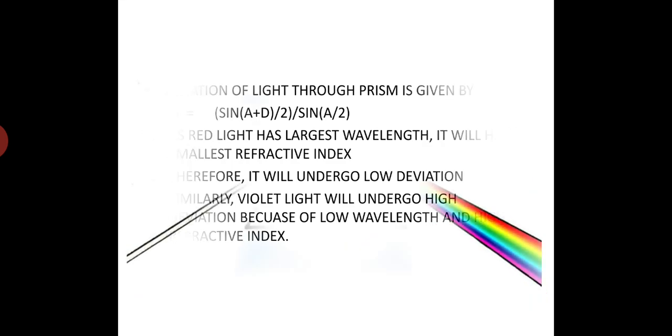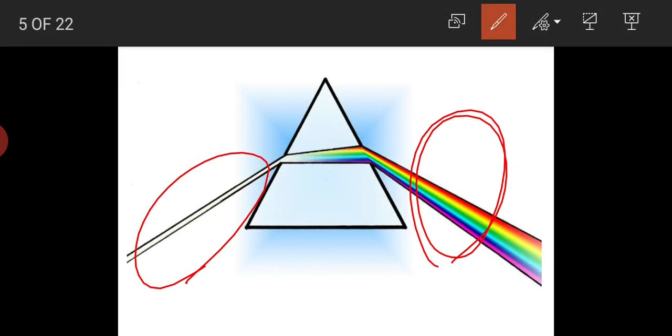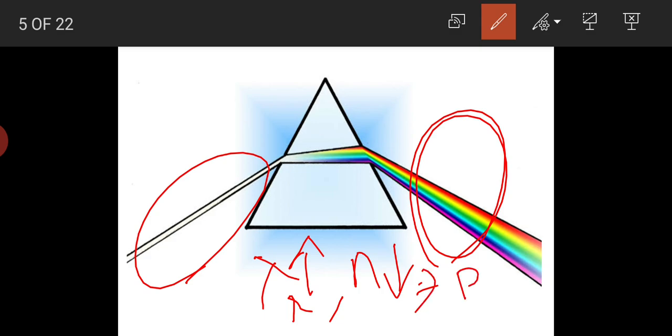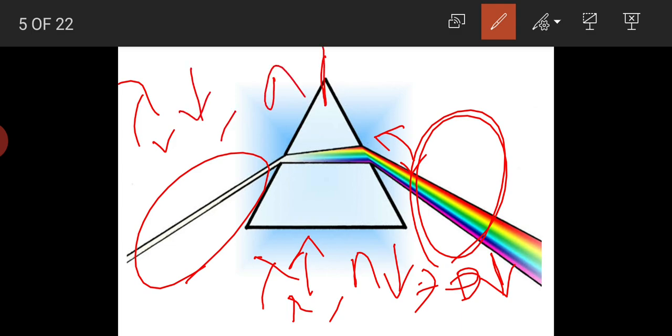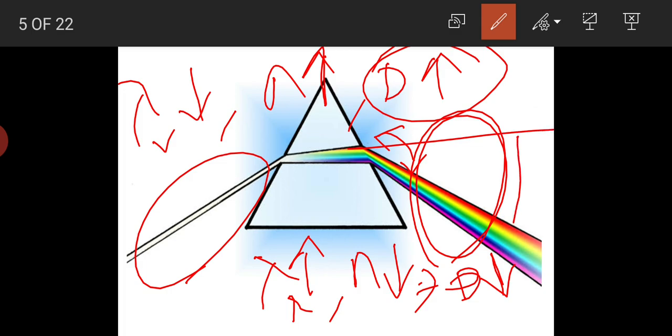When light passes through a prism, in this light there will be 7 colors. Out of these 7 colors, wavelength for red is high, it means refractive index for red will be low, it means angle of deviation for red will be low. That is why red color will be seen on the top, whereas wavelength of violet will be low and refractive index of violet will be high, it means angle of deviation of violet will be high. That is why violet can be seen at the bottom.